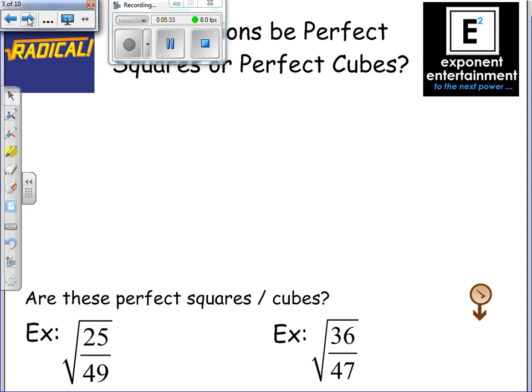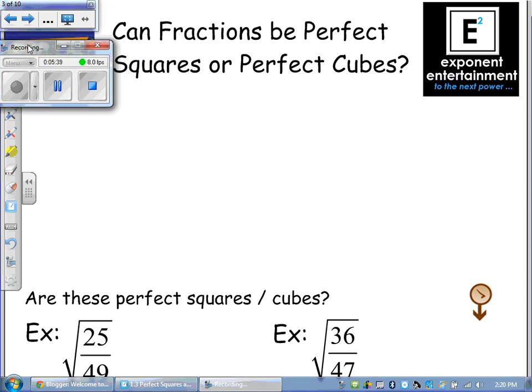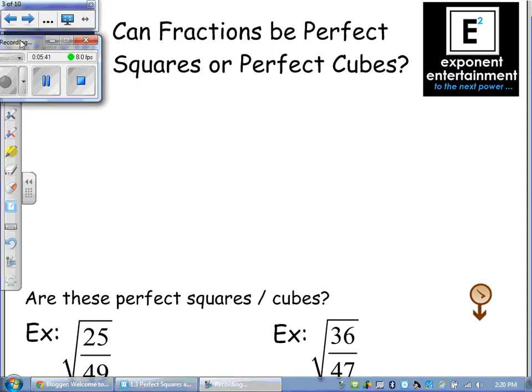It says, can fractions be perfect squares or perfect cubes? What do you think? Yes? No? Yes? There's two examples on the bottom. But before we can do those, we need to remember a couple things.